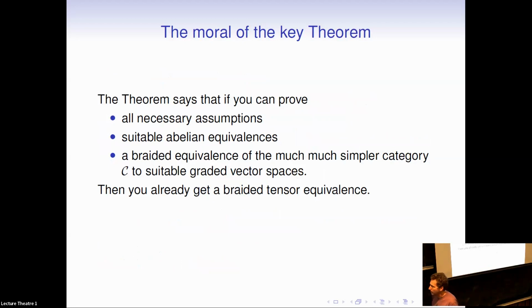Let me rephrase it. So the theorem says if you can prove a bunch of technical assumptions, which is the work that you have to do, and you can prove suitable abelian equivalences, and a braided tensor equivalence of a very simple category, then you in fact get your tensor equivalences.